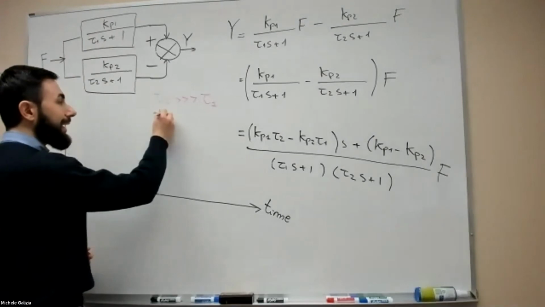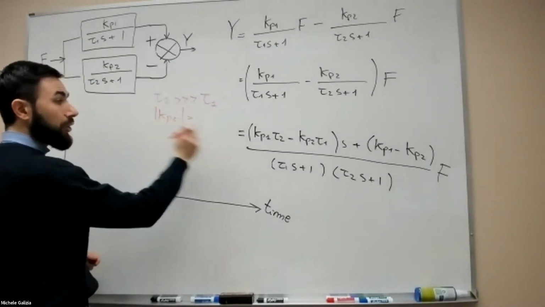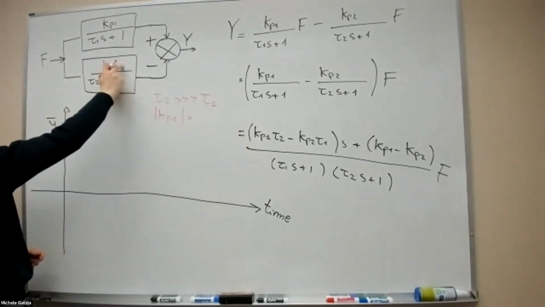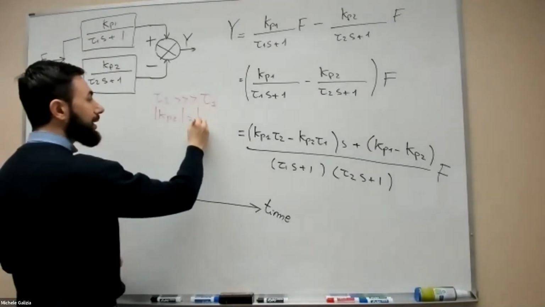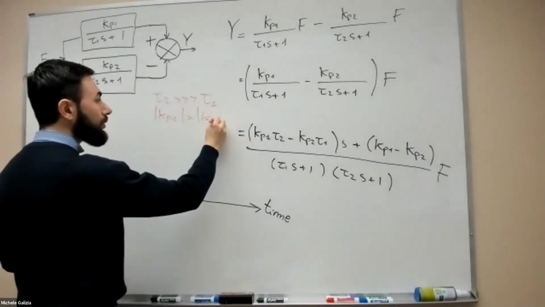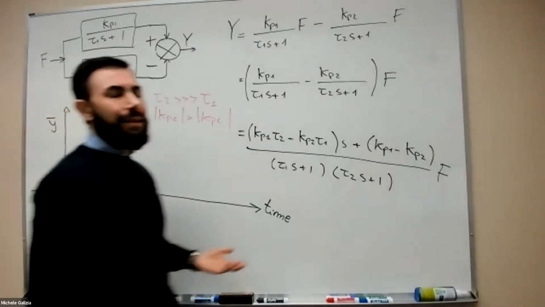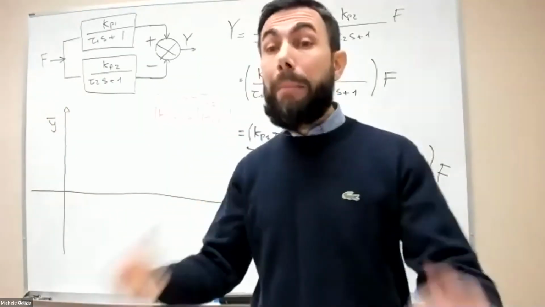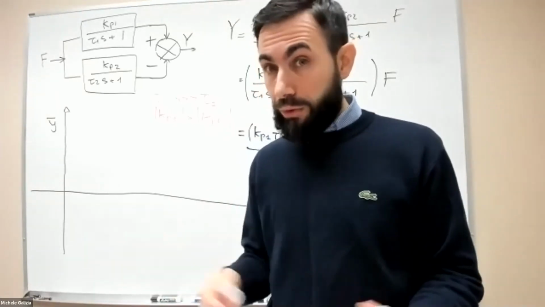And let's hypothesize that the absolute value of Kp2, the absolute value of the static gain of the second system, is larger than the absolute value of Kp1. What does that mean? This means that the second system is much more sensitive to a change in the input.